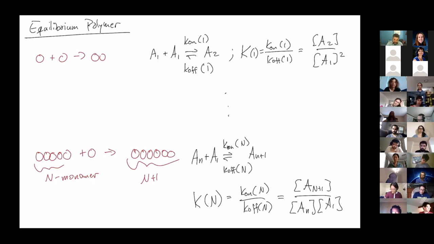So the intricacies, the details, the biological magic has to do with this N dependence of these rates, or equivalently, the N dependence of this equilibrium constant. Okay, so you can design different systems to have a different N dependence, and that's going to give rise to a different general behavior for this polymerization reaction as a whole. Okay, so let's think about a couple things.